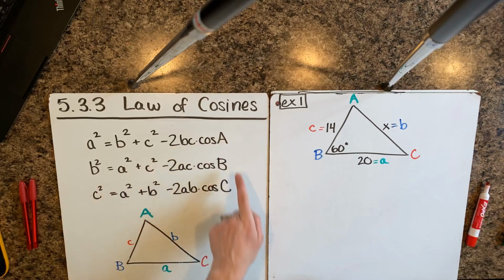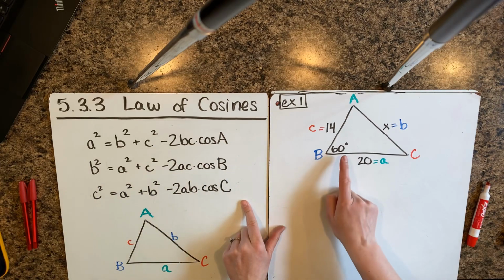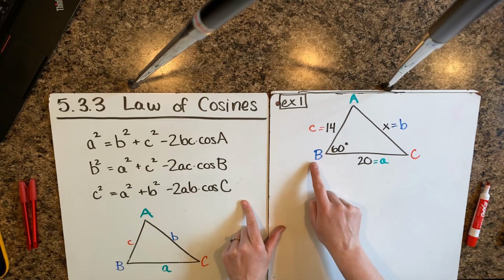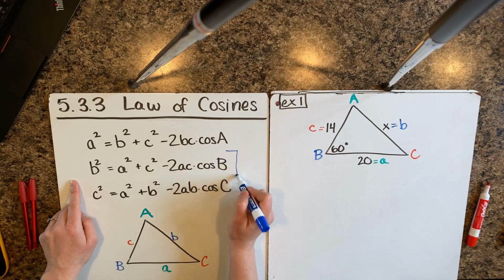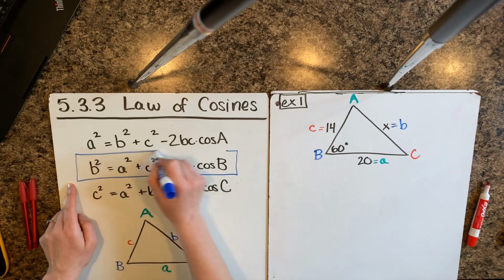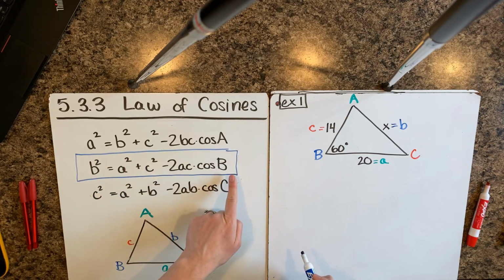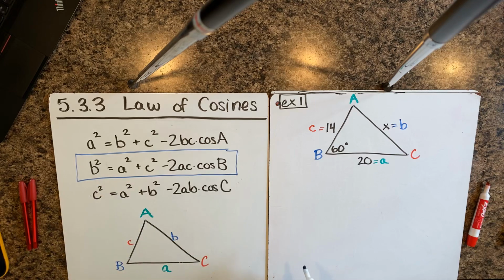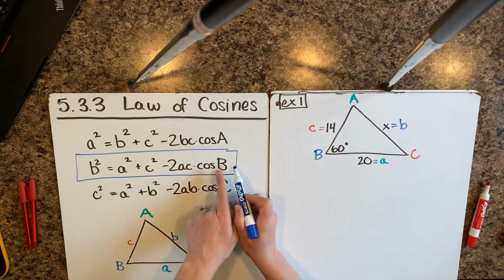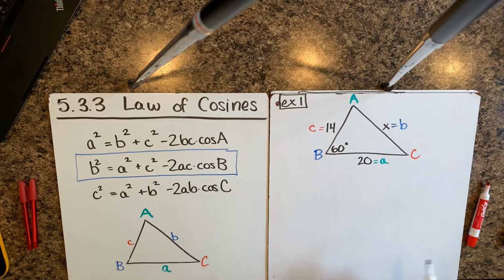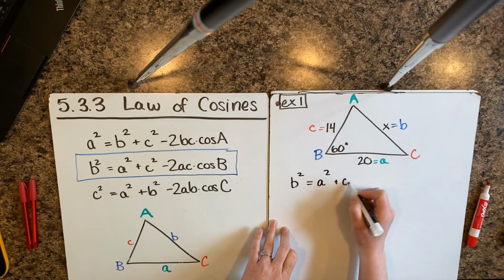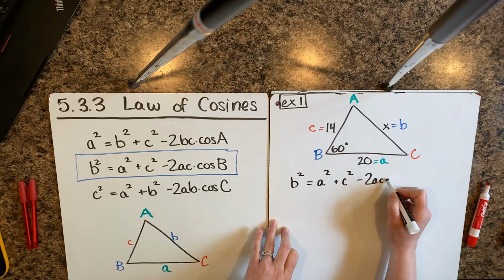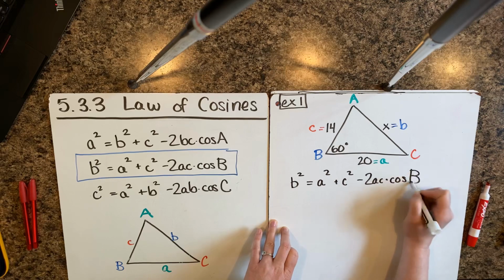Now, which of these three things do I want to use? Well, I only know one angle, and that angle that I know is angle B. And this equation here is the only one that has angle B in it, capital B. So that's how I know this is the equation I want to use. Whatever angle I have goes at the very end of my equation, okay? So I'm going to start filling in. B squared equals A squared plus C squared minus 2AC times the cosine of B.